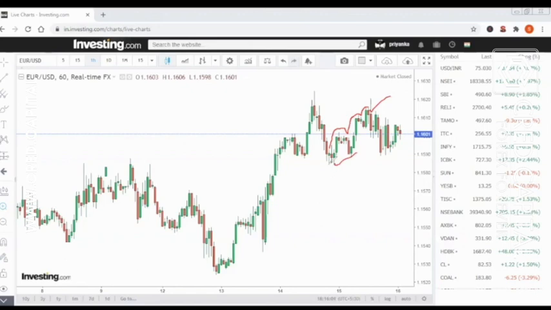This one? The second one? No, completely to the right. This one? Yes, that one. Is that a hammer or a hanging man?